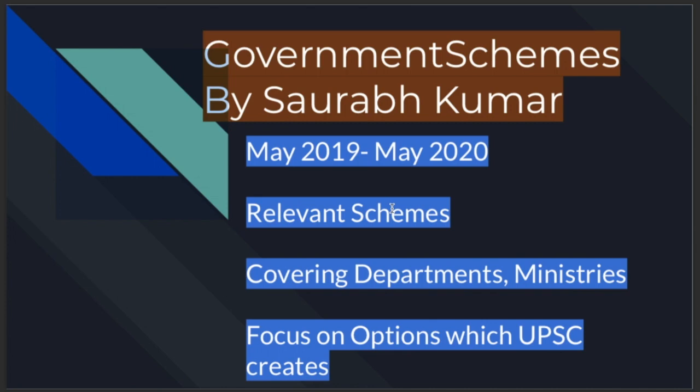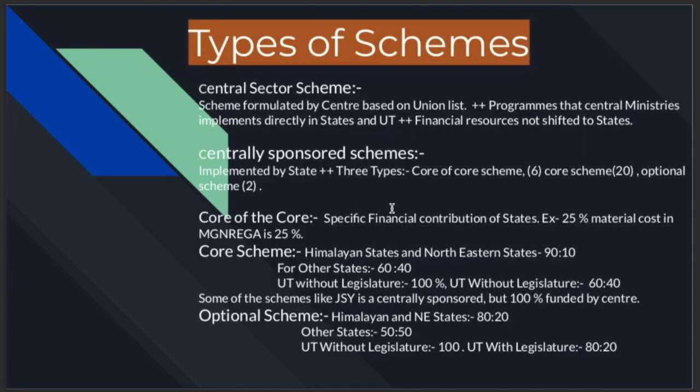Now, coming to the very first topic, you first have to understand what the different types of schemes are. The first is the central sector scheme. In this scheme, no financial resources are distributed between the center and the state. It is entirely formulated by the center, and the most important thing is that the scheme relates to subjects in the Union List. In a central sector scheme, the entire expenditure is borne by the central government. And the second is the centrally sponsored scheme.